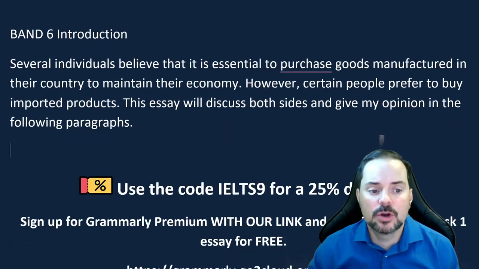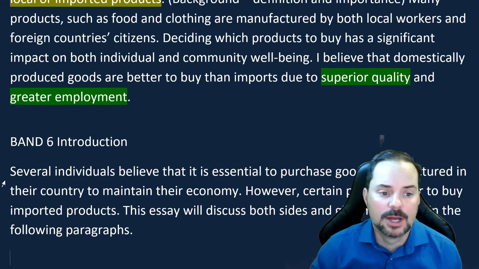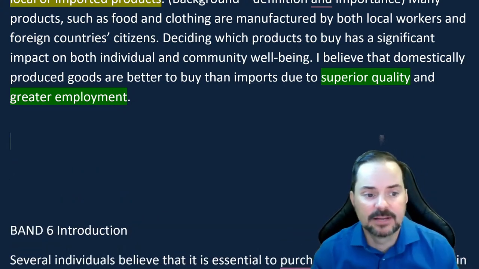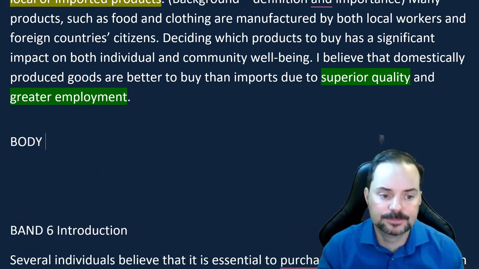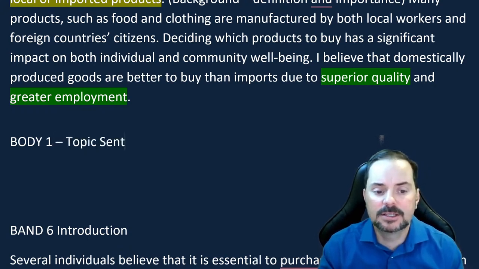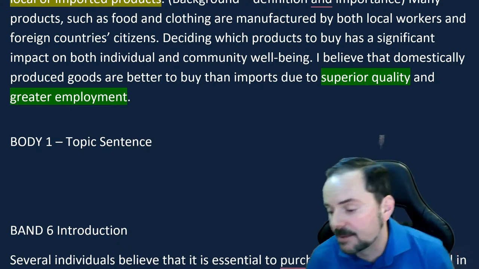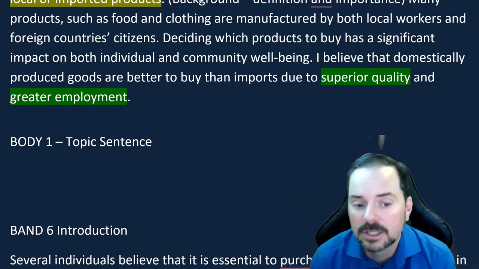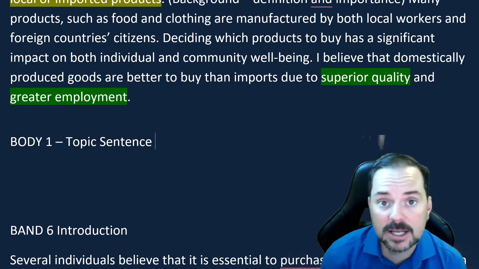Okay, let's go into body paragraph 1. So body paragraph 1, based on our Band 9 level introduction, has a topic sentence, and I will be looking at examples, students, that you're writing in the chat. So keep writing as I'm talking, okay?